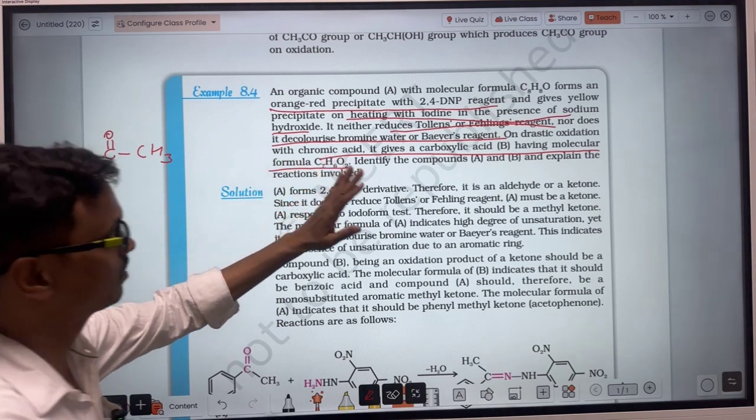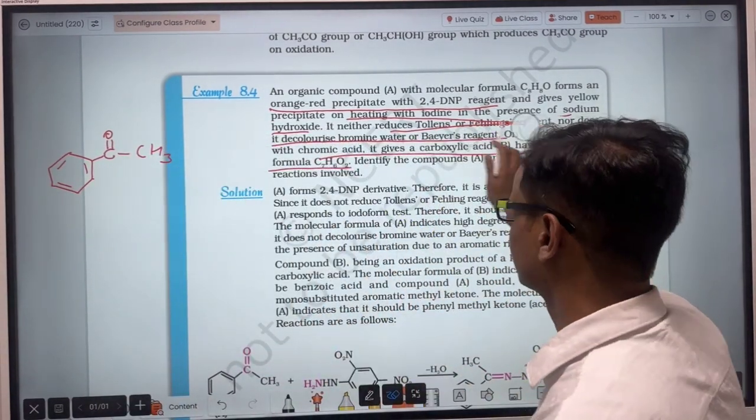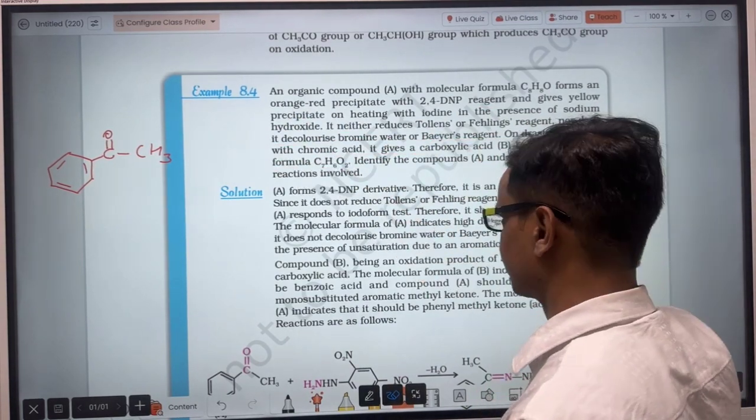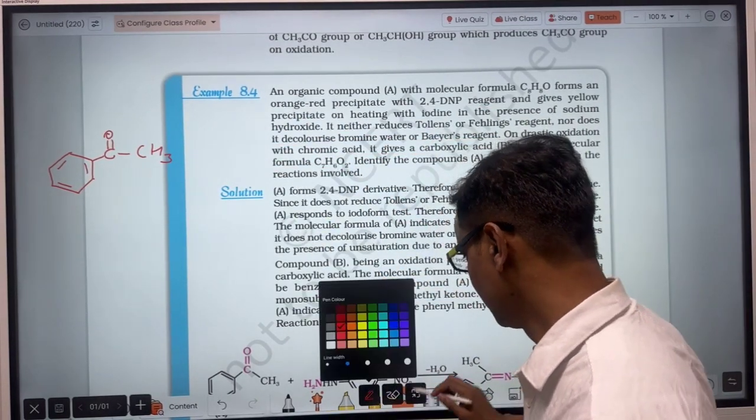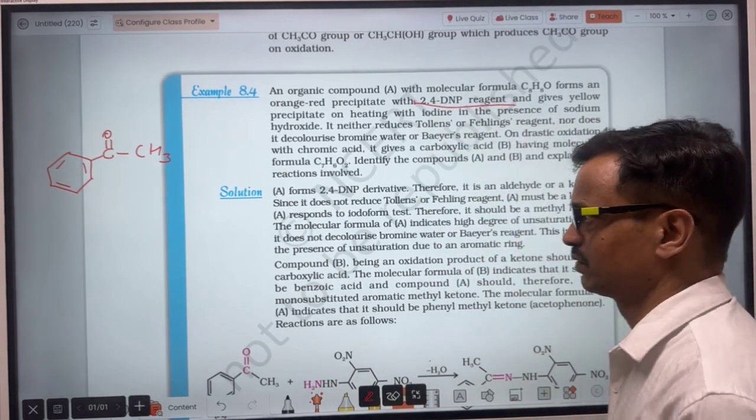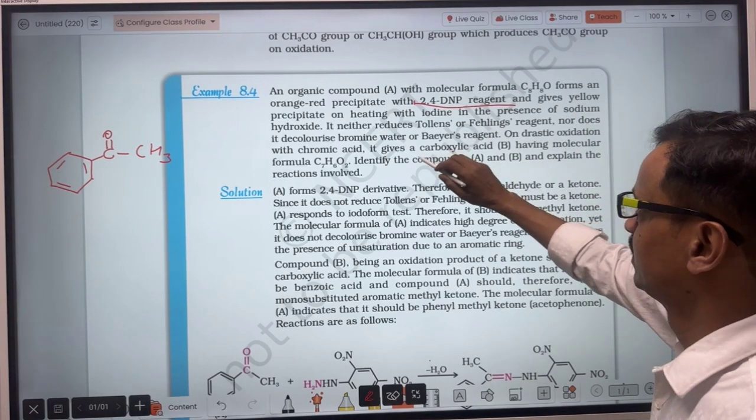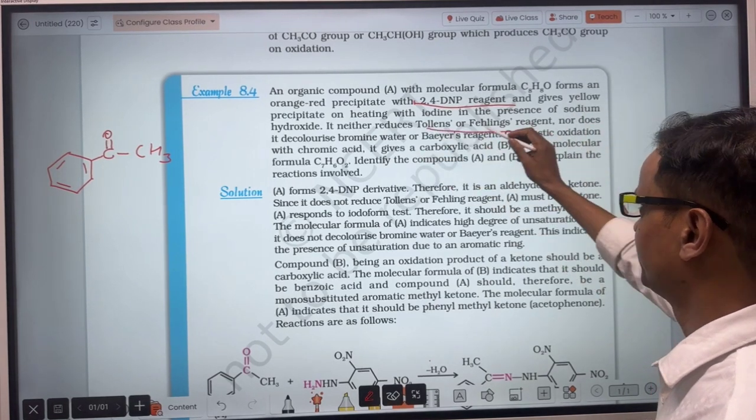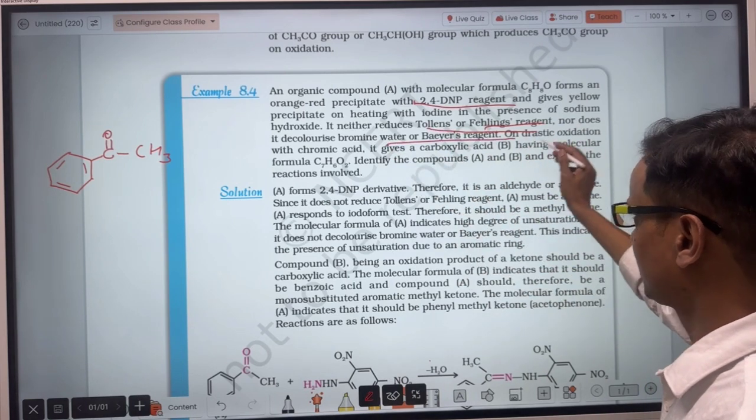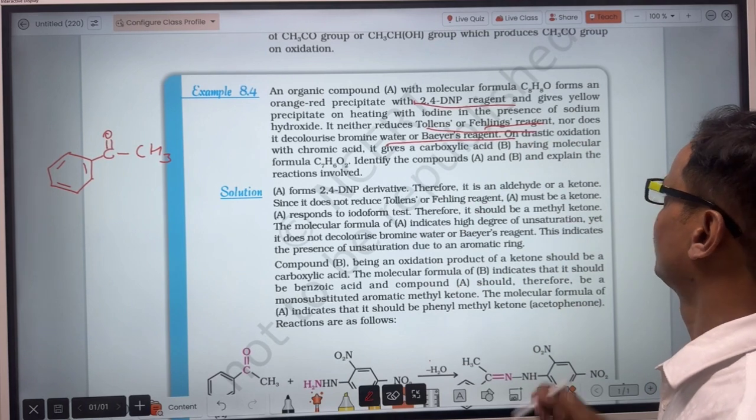So the ketone will not react with Tollens reagent or with the Fehling solution. Since it's a ketone, it will react with 2,4-DNP reagent. It is not an aldehyde, so it will not react with Tollens or Fehling. With bromine water or Baeyer's reagent it will also not react. After that, what will happen in the oxidation, we will watch out later on.